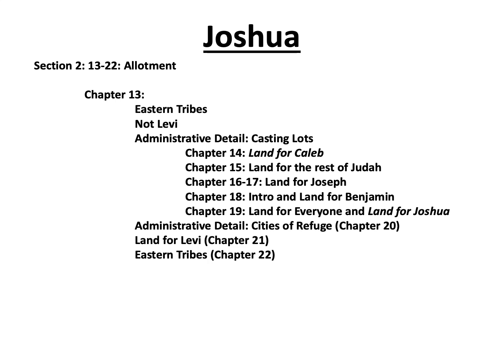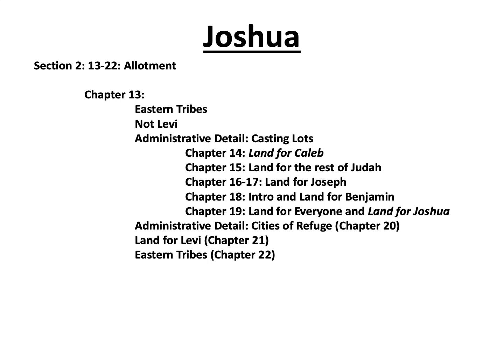But this is a clue to us that there is a sort of chiasm going on here. There is a reflexive element to this section. We begin in chapter 14 with the land for one of the faithful spies. We end in chapter 19 with land for the other faithful spy, bookending this section. And yet outside of this, the macro structure of this section shows us that there's reflexive chiasm as well, because we began talking about the eastern tribes, not Levi, and then the administrative detail of casting lots.